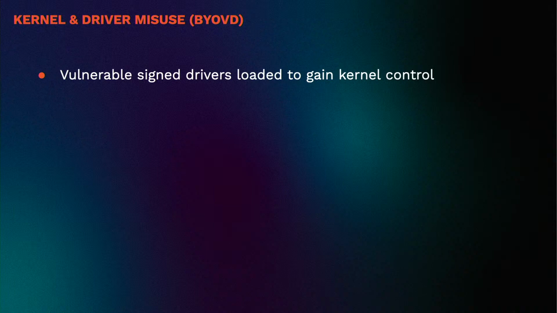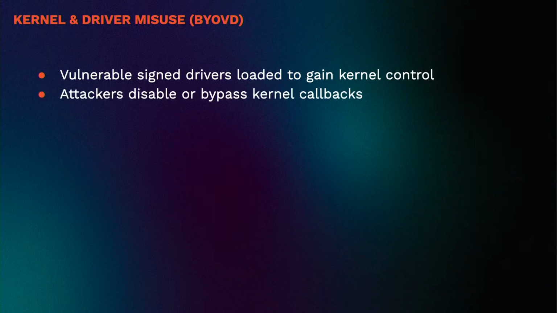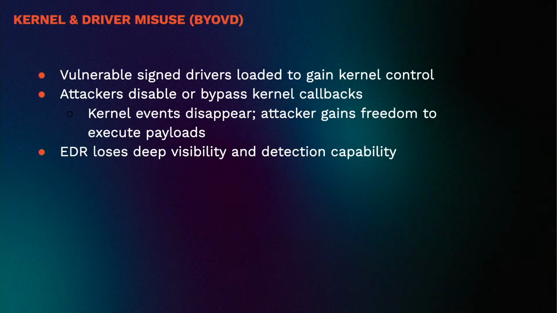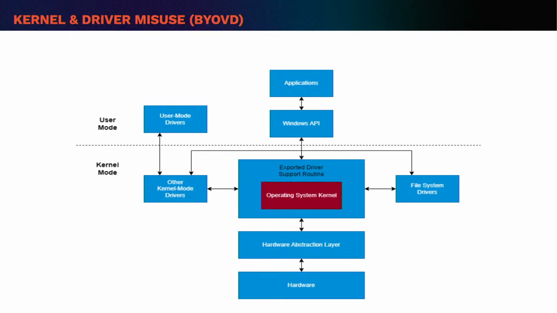With kernel and driver misuse, attackers are looking at a way of bringing vulnerable signed drivers to be loaded into your kernel and ultimately get system level privileges and then do the disabling of your EDRs as well. So basically they'll disable, bypass the kernel callbacks, and you're not receiving telemetry, as we've already seen, and then the attacker basically gains freedom to execute whatever they want to execute on the operating system itself. So that EDR either loses deep visibility and detection capability, or sometimes it's fully uninstalled as well. And we've seen real-life stories where EDR tools have been completely wiped out by vulnerable drivers within the kernel space.